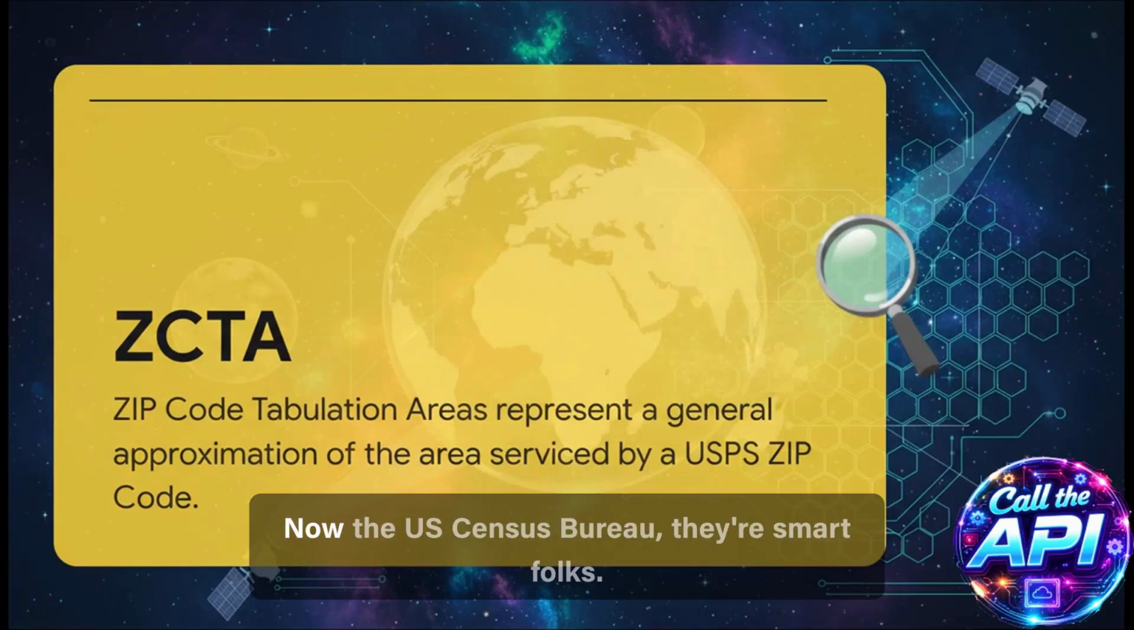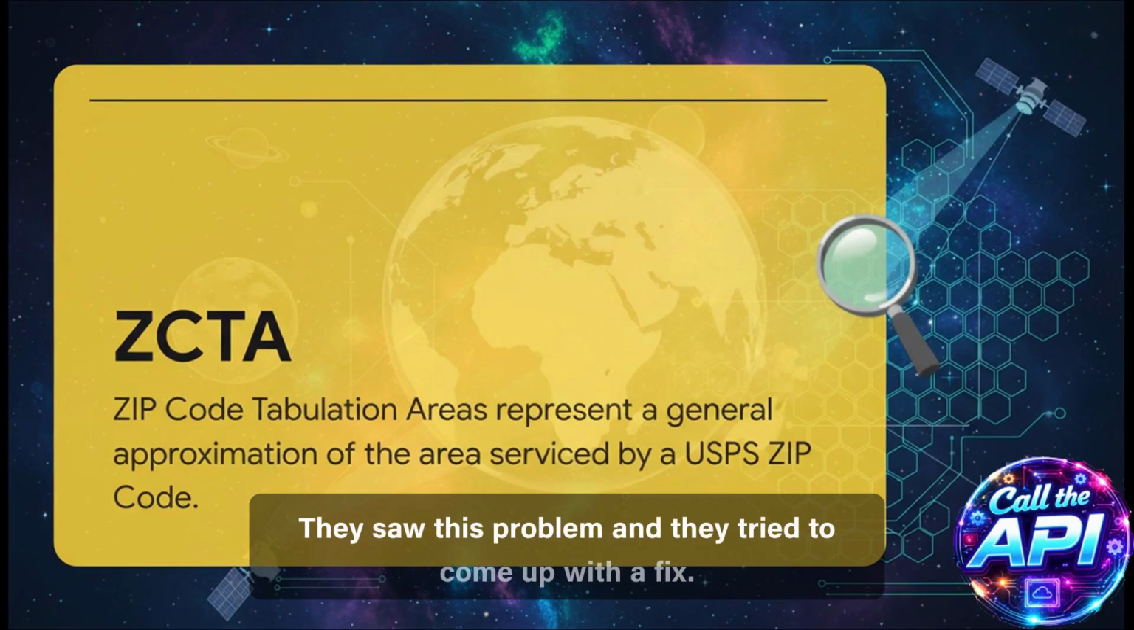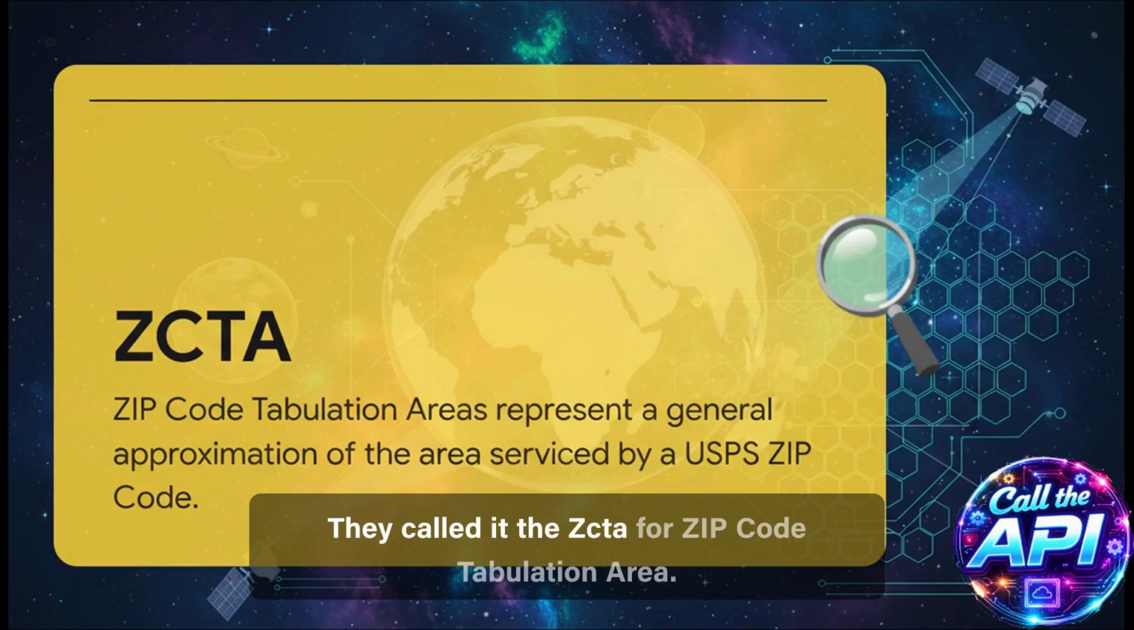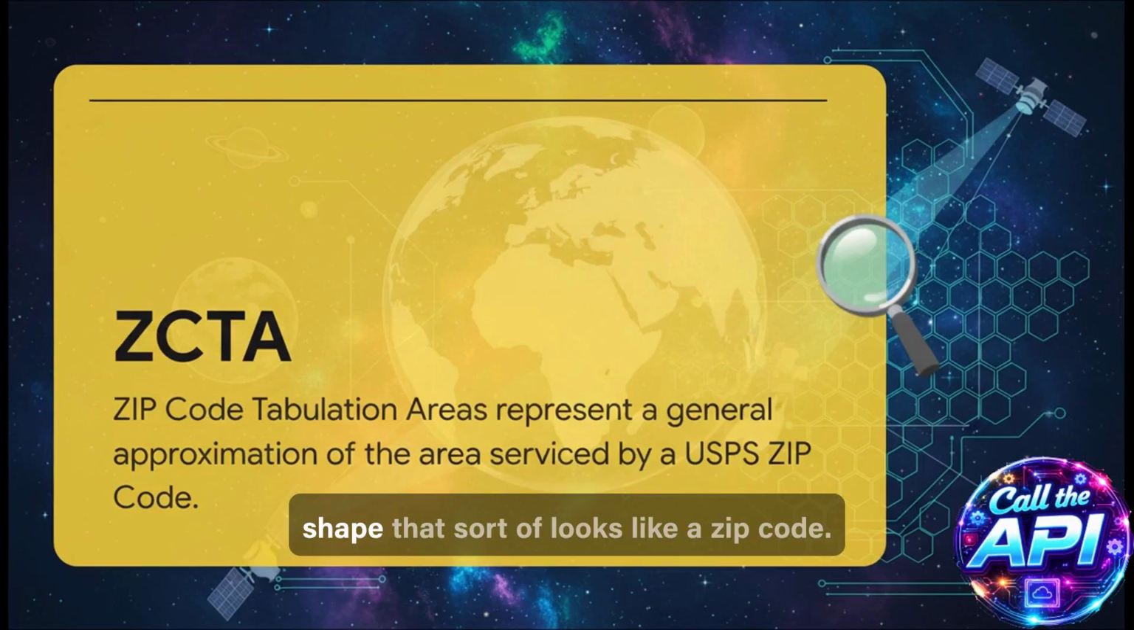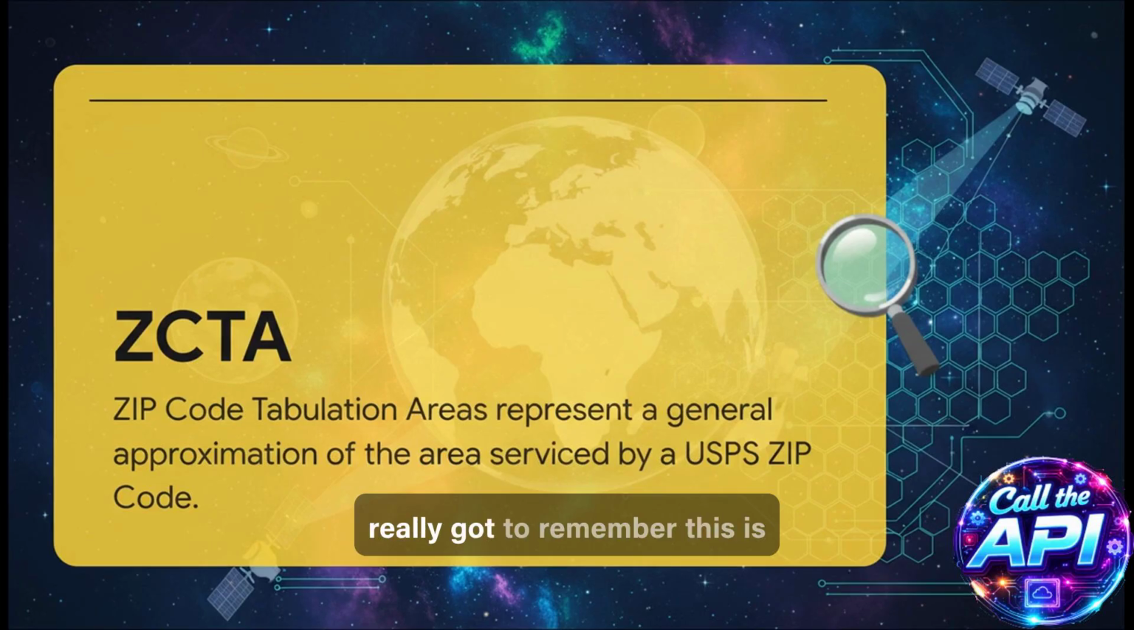Now, the US Census Bureau, they're smart folks. They saw this problem, and they tried to come up with a fix. They called it the ZCTA, or Zip Code Tabulation Area. It's basically their best shot at creating a clean, mappable shape that sort of looks like a zip code. But the key word here, and you really got to remember this, is approximates.